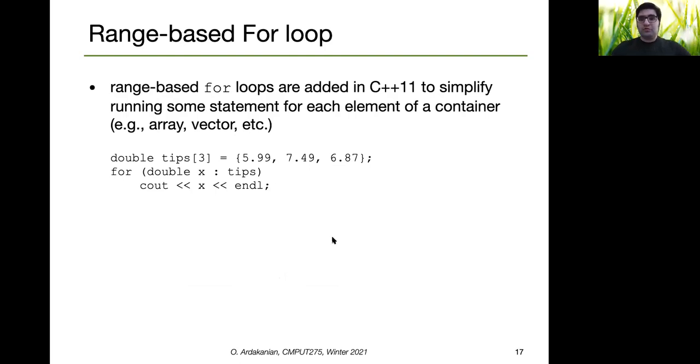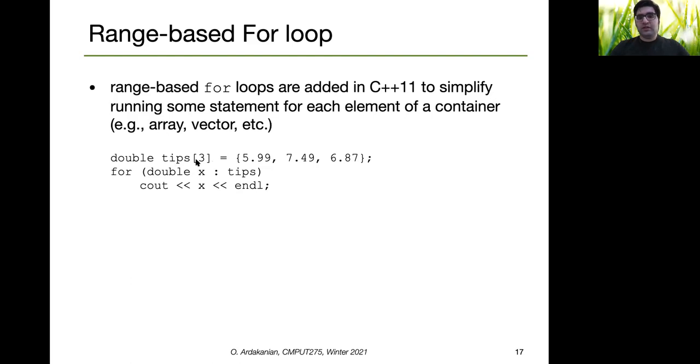The next type of the for loop that we will use frequently when we work with data structures and containers is the range-based for loop. Range-based for loops were introduced in C++11, and they simplify running a certain number of operations on elements of a container. This container can be an array, it can be a vector, it can be a set, and so on and so forth. So the syntax is like this.